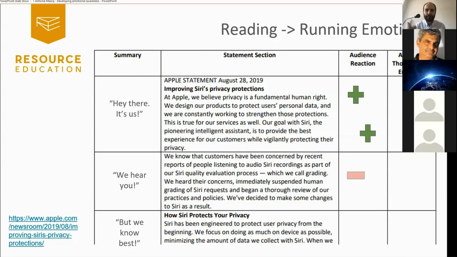Another click. In this paragraph, minus. Another click.